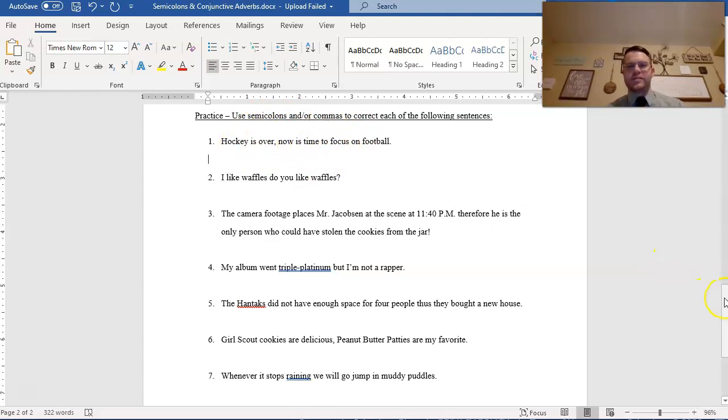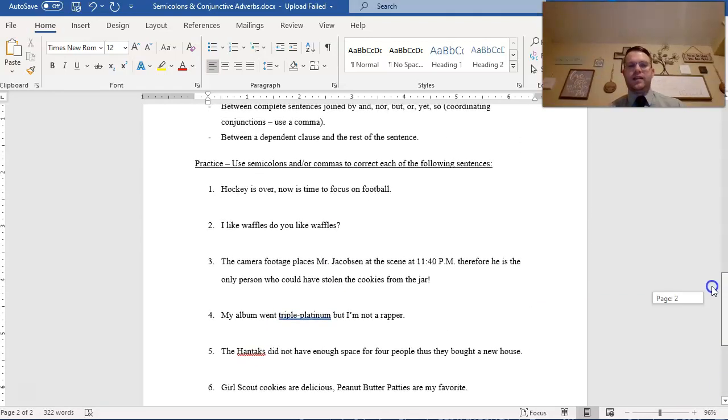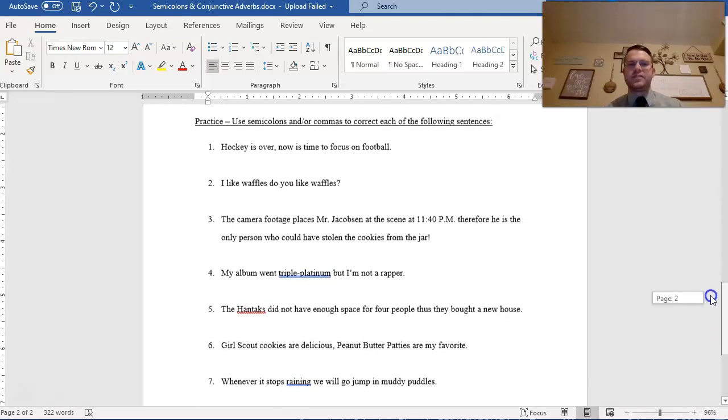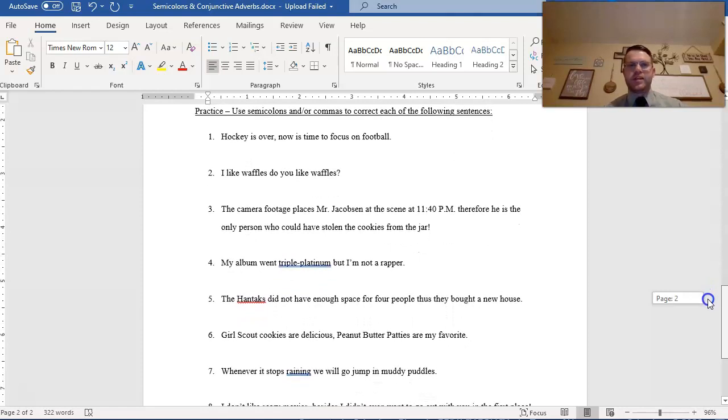Just follow your directions and use your notes from earlier to work through these 10 sentences. I'm going to leave highlights and comments on these like I have been doing with other grammar activities. Best of luck to you as you work through this worksheet. Again, I will give you feedback before you take your next quiz.